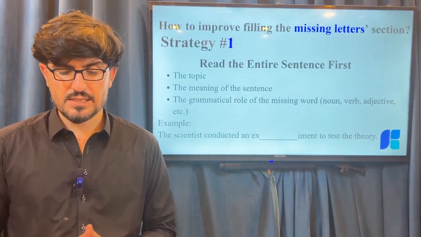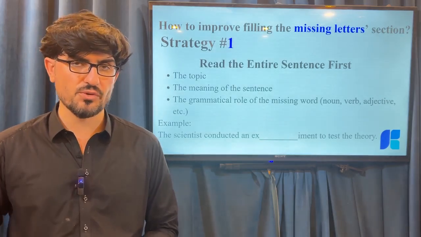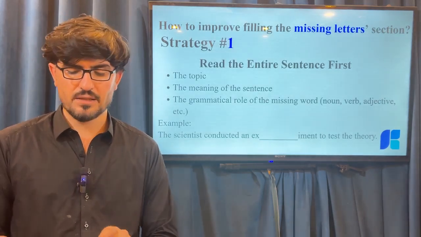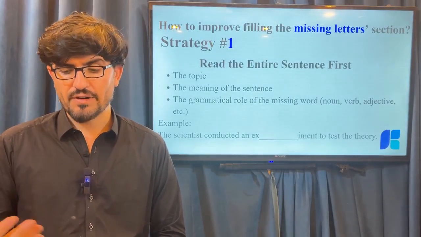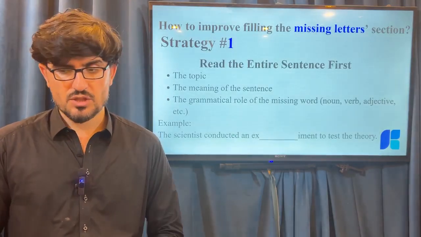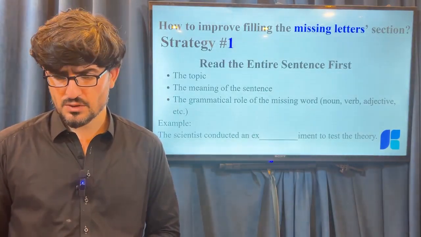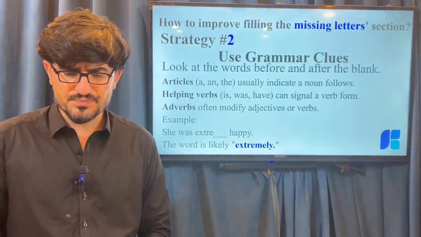So you see the sentence: the scientists conducted an experiment to test the theory. So this was a sentence, but there was a missing word. And the missing word had some letters, and I found them and wrote them down here. So that was the first strategy. Let's jump into the second strategy that could really help you.